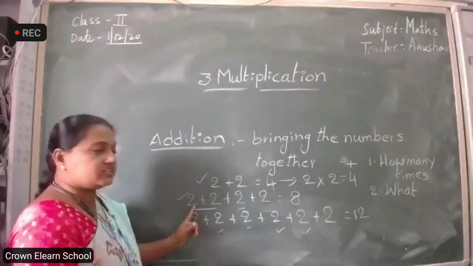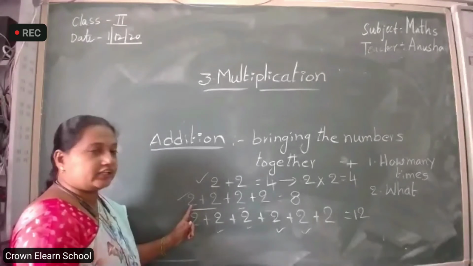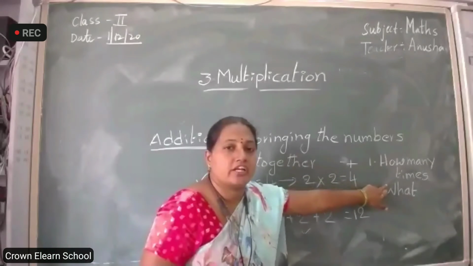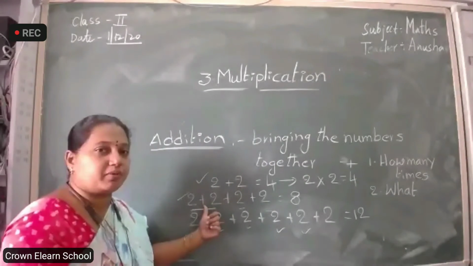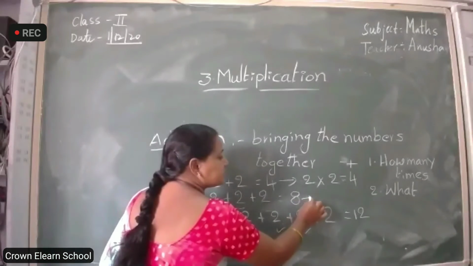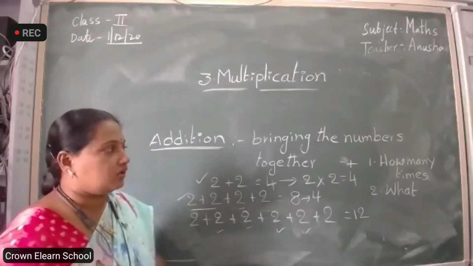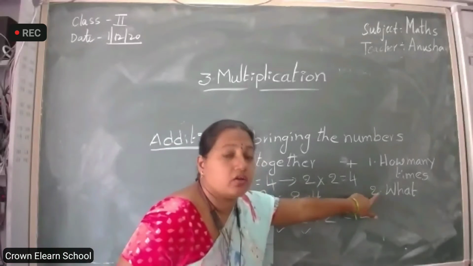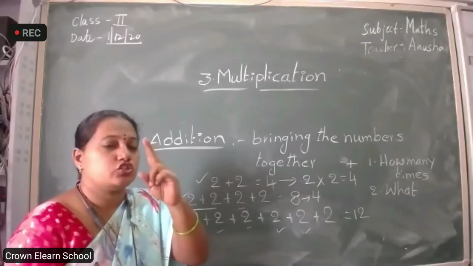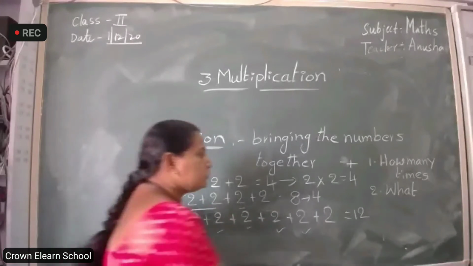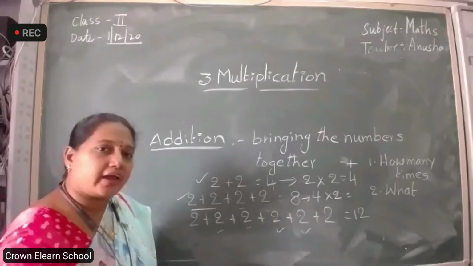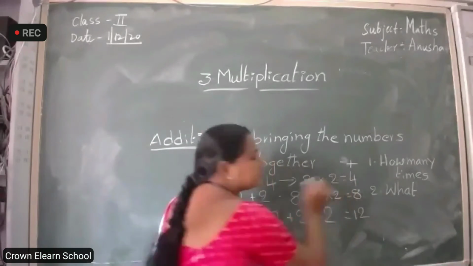Okay. Now for this, look at this one. What is the first question? How many times? So how many times is this number repeating? 1, 2, 3, 4 times. What is the second question? Which number is repeating here? 2. So 4 into 2, 4 2s are 8.